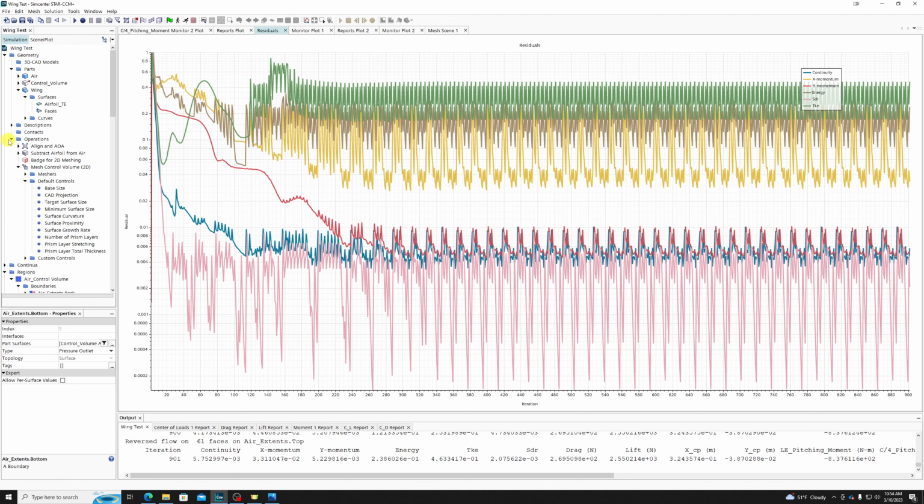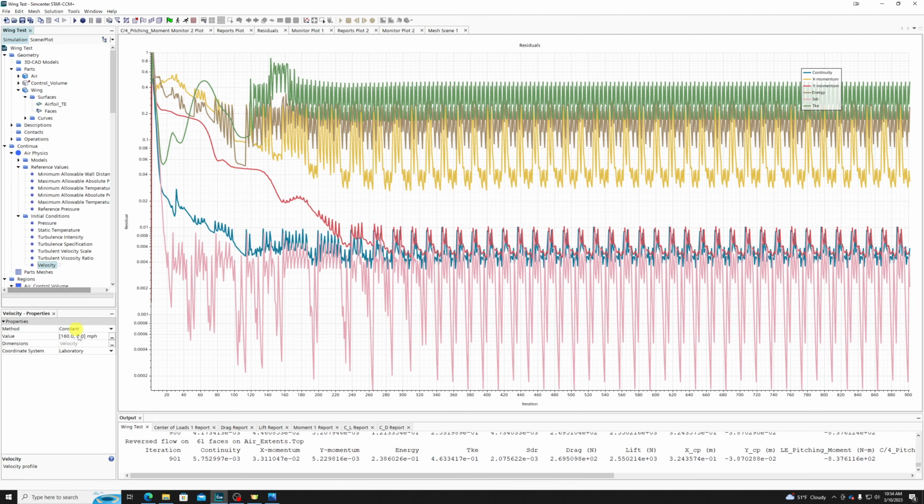I don't think we initialized. Let me double check here. I don't know if this was initialized to any value. So let's see here. Initial conditions. Oh, this is initialized. Absolutely. Okay.